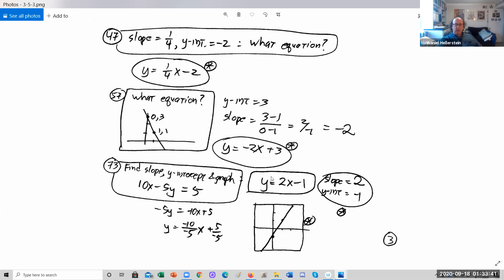Okay, you read off the slope and the y-intercept. The slope is 2. The y-intercept is negative 1. Now to make the graph, okay, it's easy enough. The y-intercept is at negative 1, so here's the point 0 by negative 1. The slope is 2, so for every 1 unit over, you go up 2, to 1 by 1. So you have this point here and this point here. You draw the line between them, and that's the graph of the equation.